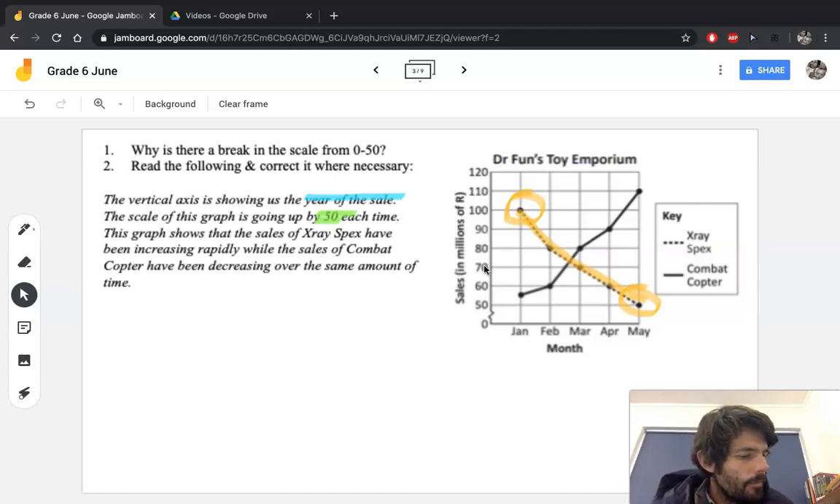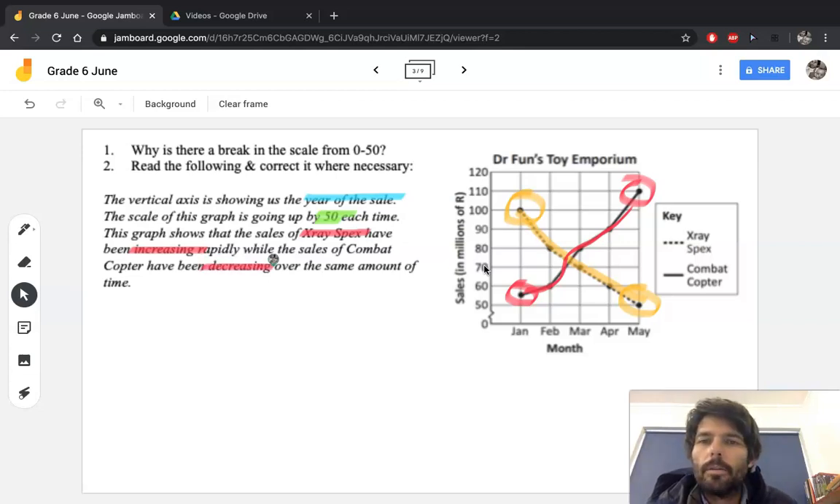The value of combat copter in January was about 55 million, and that has steadily increased to 110 million in May. So they've actually got the description the wrong way around. So what this graph shows is that the sales of X-ray specs have actually decreased rapidly, while the sales of combat copter have increased over the same amount of time. So those will be the corrections that you should have made in question number 2.